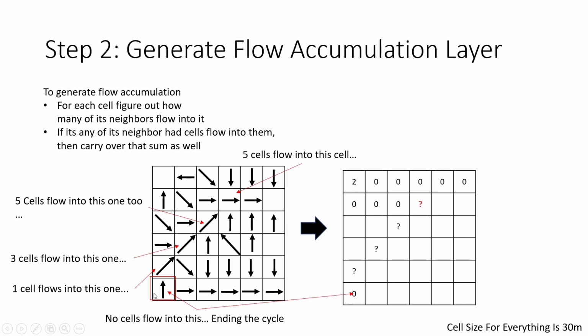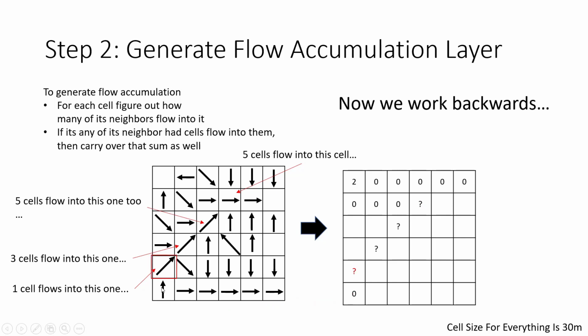Now here's the nice thing. Because this ends in 0 and there's no other flow accumulation going into this one here, we've now ended that cycle. We can now confidently go backwards to figure out the flow accumulation of everything else in the chain. We now know that this cell is not going to contribute additional flow accumulation beyond itself. So to put that another way, now we work backwards. We know that this cell flows into this cell. That's one cell flowing into this one, and there's no additional flow accumulation coming from anywhere else.